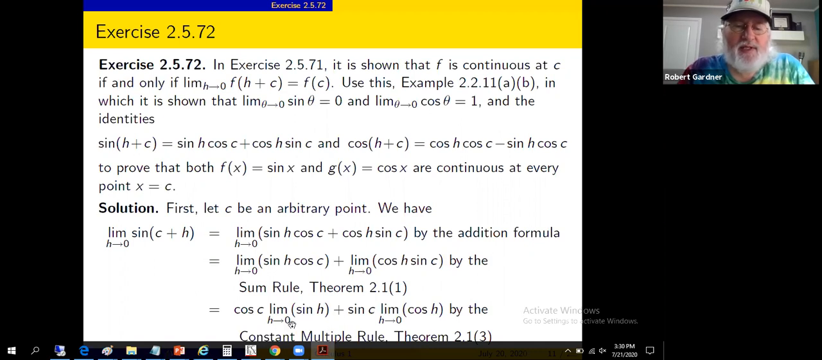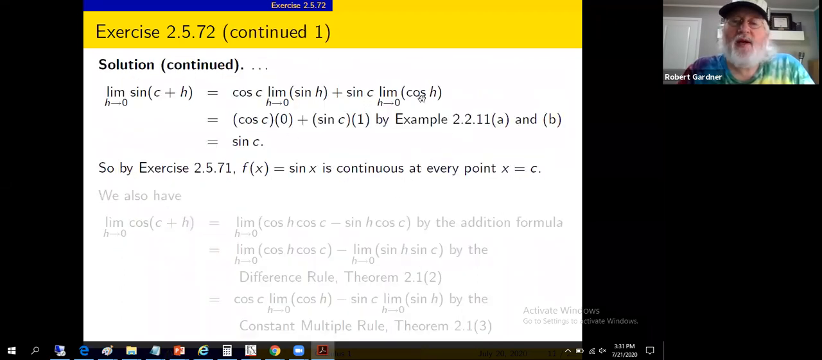All right, let's see. Limit as h approaches 0 of sine h. And I know what that is from the past. Limit as h approaches 0 of cosine h. I know what that is from the past as well. So we'll be able to substitute for these limits the values 0 and 1 respectively. Here's where we left off. We substitute these 0 and 1 respectively, and we get the sine of c. So the limit as h approaches 0 of sine of c plus h equals sine of c. That says it's a continuous function. C was arbitrary. This function is continuous for all x equals c.